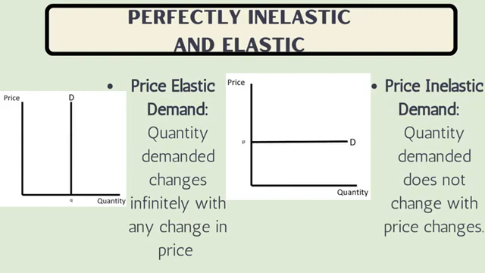For perfectly price elastic demand, the quantity demanded changes infinitely with any change in price, which is shown in the graph. For perfectly price inelastic demand, quantity demanded does not change with price, and as you can see in the graph, demand is a vertical line, which means that quantity would always stay the same regardless of price.